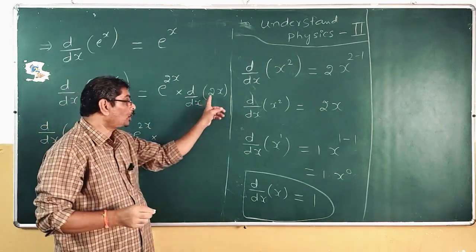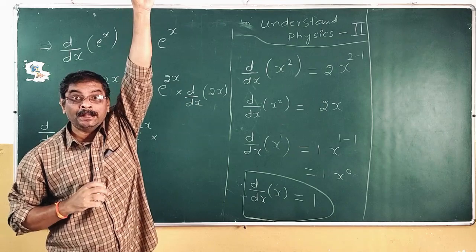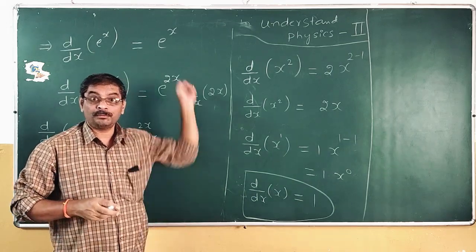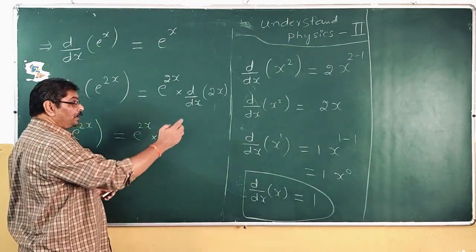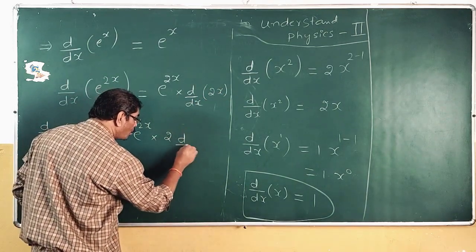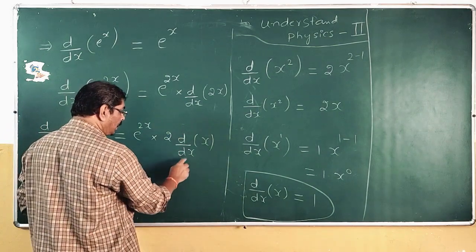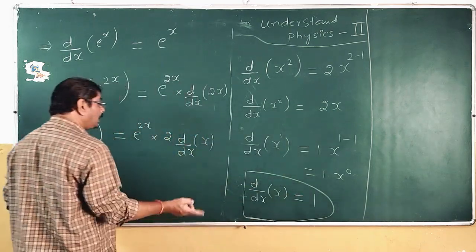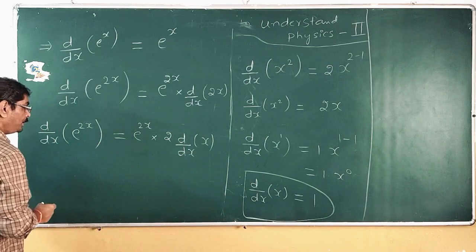multiplied by 2, which is a constant. You can take 2 outside, and differentiation will always be done for the variable. So always remember that differentiation will always be done for the variable. Take 2 outside, so I can write 2 into d by dx of x, and you already know d by dx of x will be equal to 1.